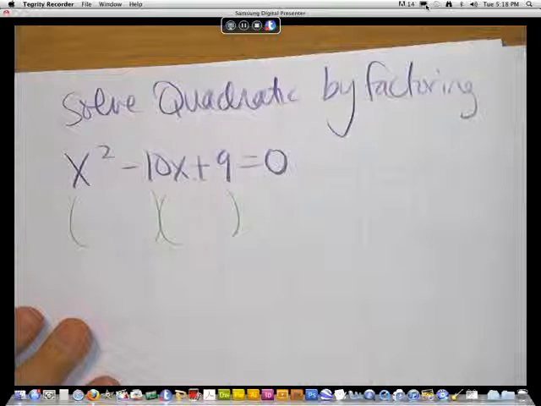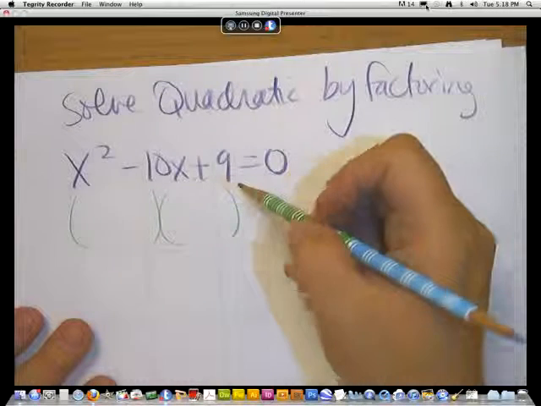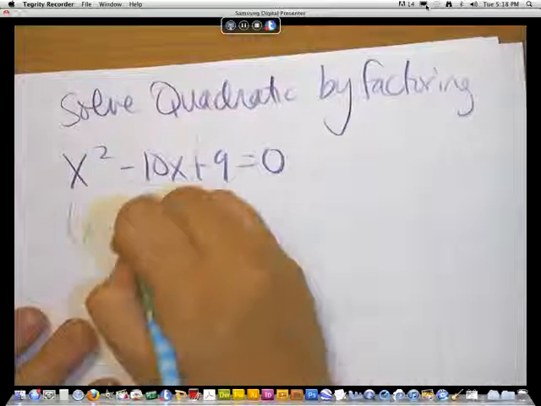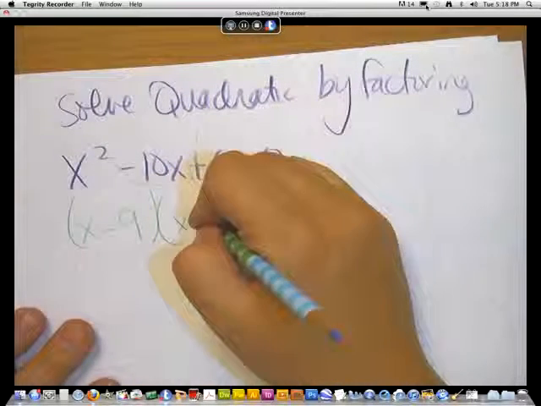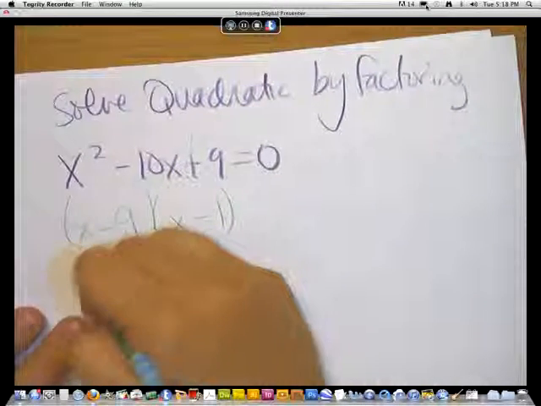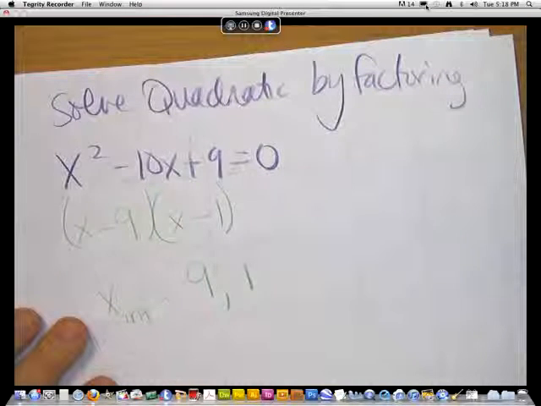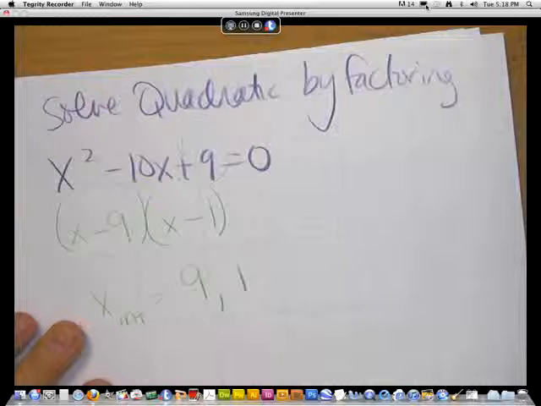And factoring is something you should be able to do inside, outside, backwards, and every other direction, because you should have spent a ton of time on it in the last couple of years. So what multiplies to be 9 and adds to be -10, you should get x minus 9, x minus 1. Therefore, the x-intercepts are +9 and +1.